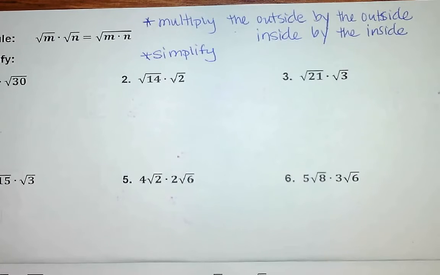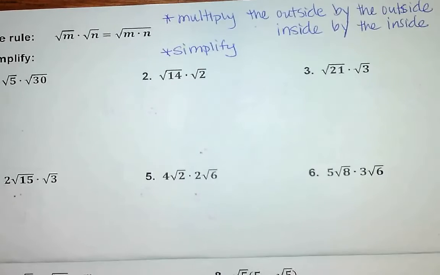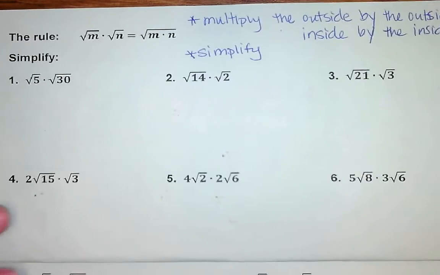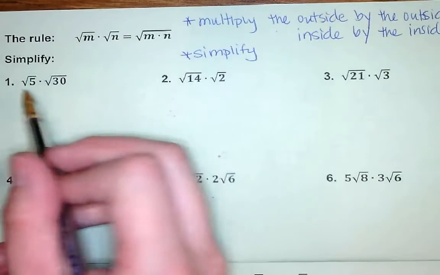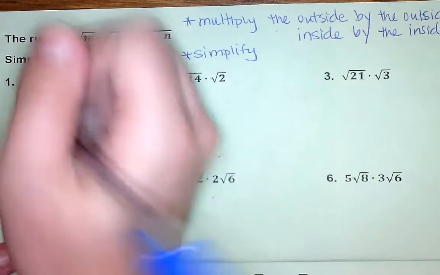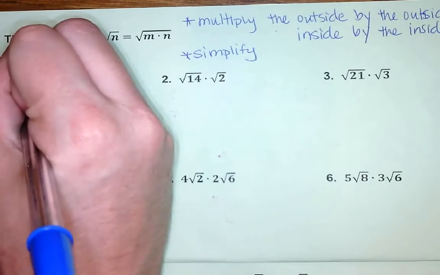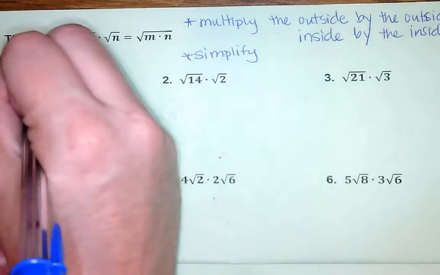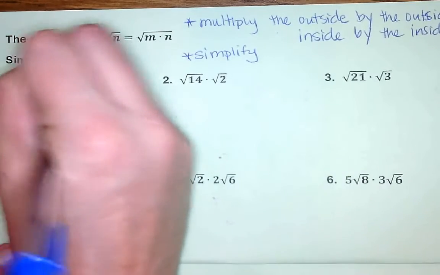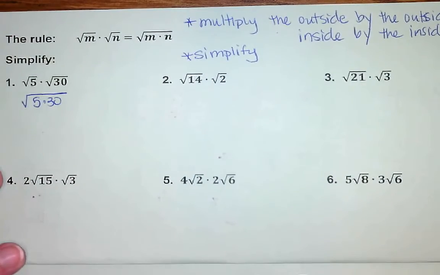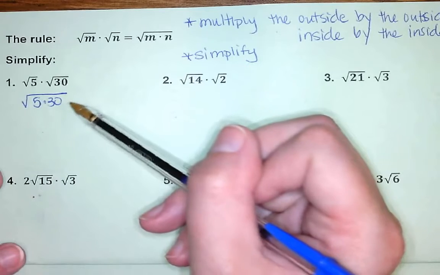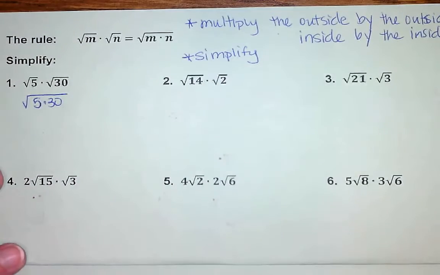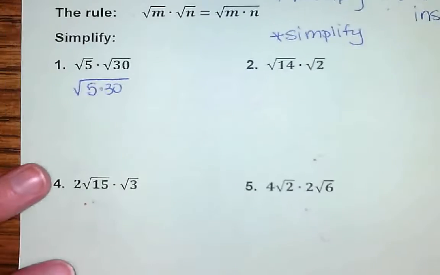All right? So for number 1 here on this page, 5 times 30, are they both inside the radical? Yeah. So we're going to do 5 times 30. Now guys, I'm not going to lie. I usually don't write this step, but I want you guys to see what's going on in my brain, okay? So I do that 5 times 30, and that gives me the square root of 150.